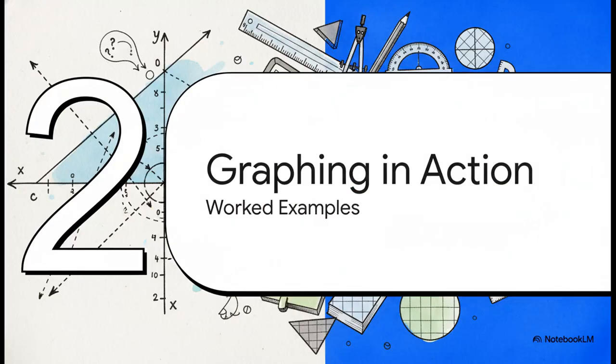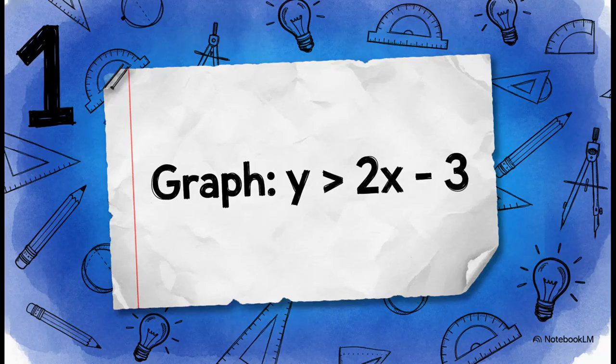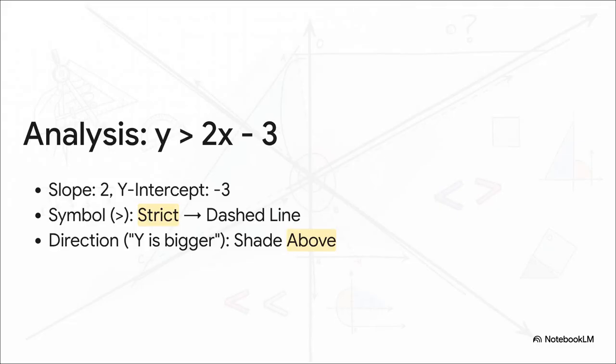Okay, theory is one thing, but seeing it happen is where it all really starts to click. So let's put our two decisions to the test with a few examples. Let's start with a nice, straightforward one. y is greater than 2x minus 3. So, first thing, we just imagine the line y equals 2x minus 3. We know it's got a y-intercept of -3 and a slope of 2. Easy enough. Now for our two decisions. The symbol is greater than, which is strict, right? So we use a dashed line. And since the inequality says y is bigger, we shade above. And that's it. Every single point in that shaded area is a solution.